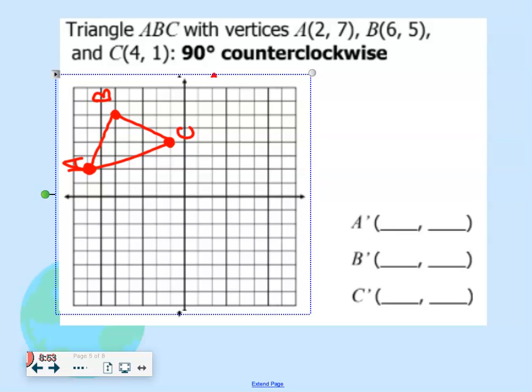But if we use our rule, it's (-y, x). So it'd be -7, 2. -5, 6. -1, 4.